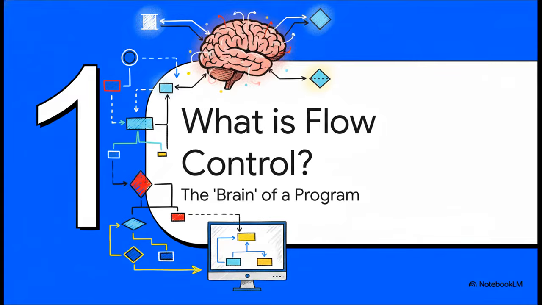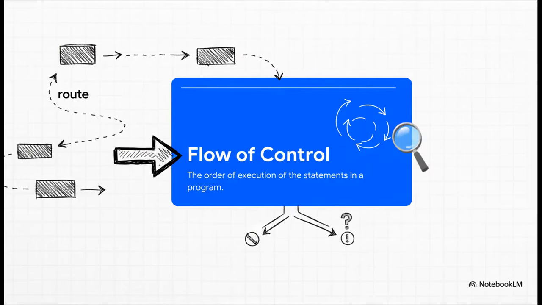What is this flow of control? Well, you can think of it as the brain of your program. It's the part that decides what to do and when to do it. It's the director of the movie. The textbook definition is pretty simple. It's just the order in which a program executes its statements. You write the code, but the flow of control determines the path the computer will actually follow.